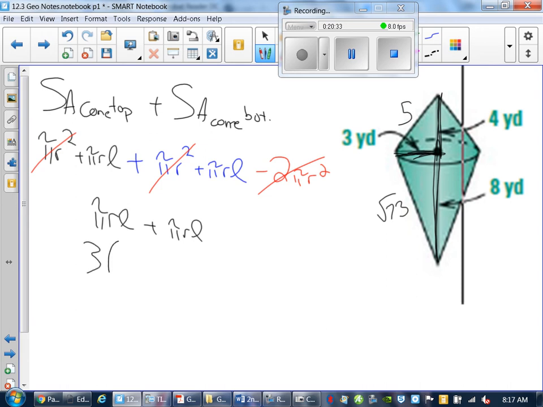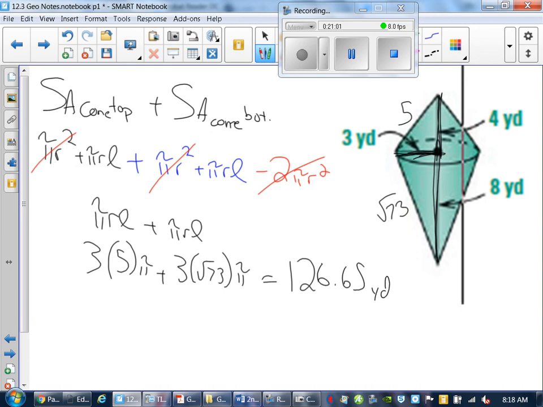So we wind up with 3 times 5 pi plus 3 root 73 pi. Put that all together in the calculator, you get some crazy decimal. What are the decimals? 126.65. If you did the pi here, you probably won't be able to because you got the root 73. You'd have 15 pi plus 3 root 73 pi. That would be the exact answer because you can't combine them because of the radical.